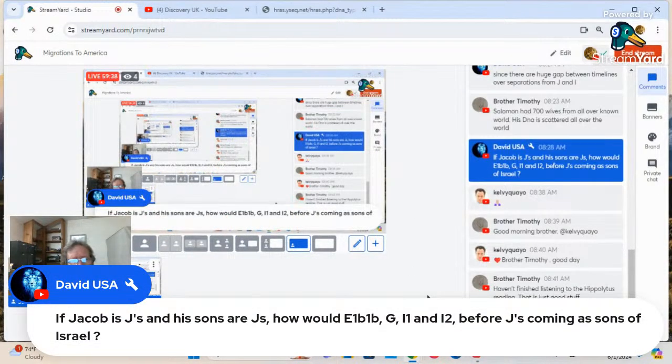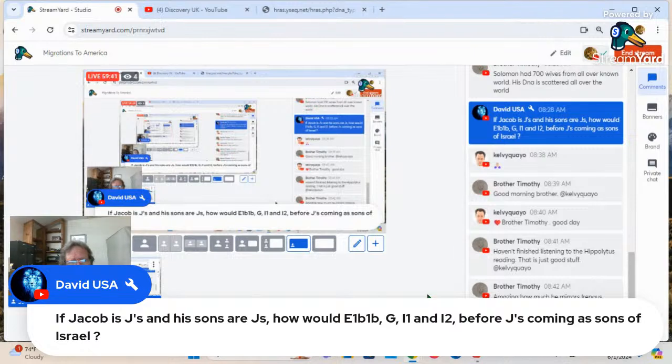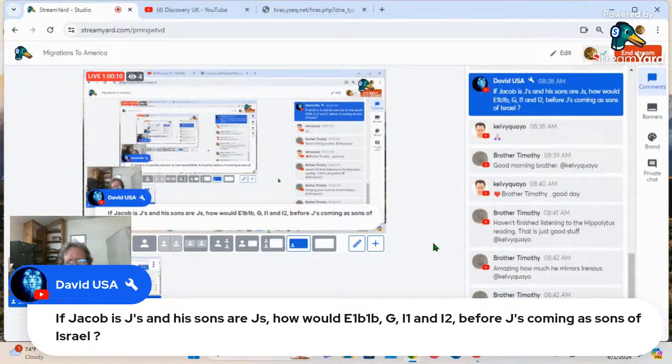If Jacob is J and his sons are J's, how would E1B1, G, I1, I2 be before J's coming as sons of Israel? The G's are Assyrian. The E's are Egyptian, more than likely, and the I1 and I2 branch off from J. So the I1 and I2 belong to the IJ lineage. The G doesn't belong to the IJ lineage. The G's are Assyrian.